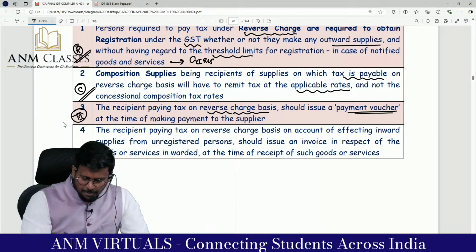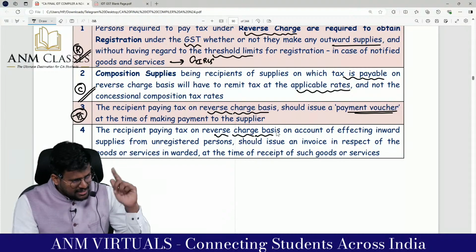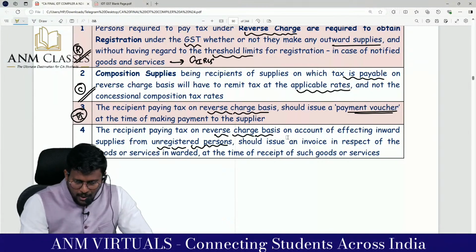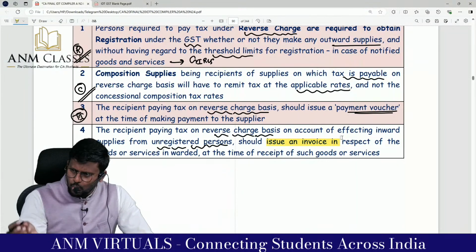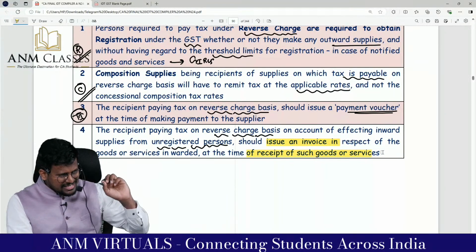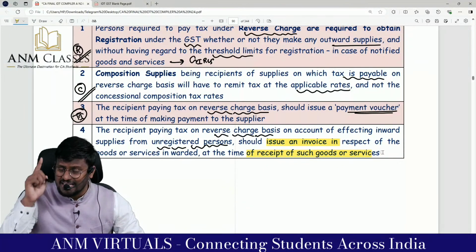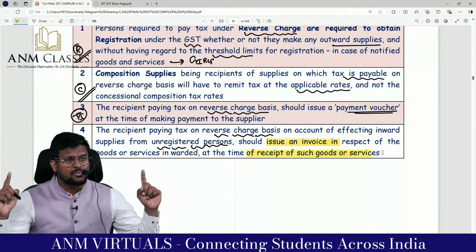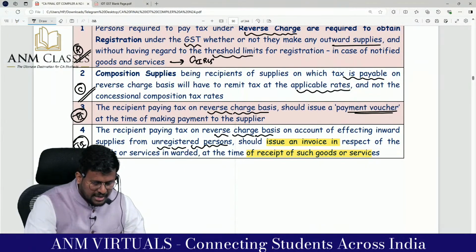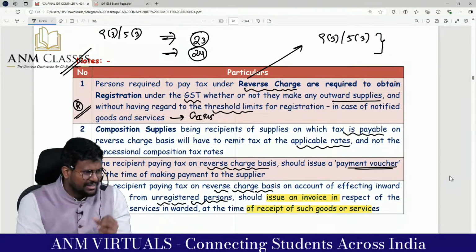The next one is the recipient paying tax on reverse charge basis on account of effecting supply from an unregistered person, who should issue an invoice in respect of the goods or services inwarded at the time of receipt of such goods or services. So if I am a registered person and I get any supply from an unregistered person, my dear lovable students, as a registered person, it is my responsibility to raise the invoice. So I am again connecting with the invoice, tax invoice. Are you really with me? So these are connected topics with the other chapters like registration.